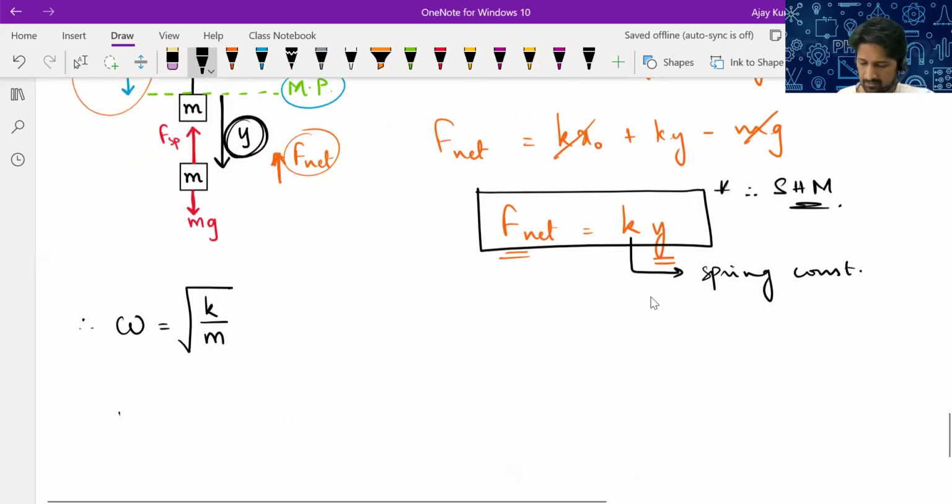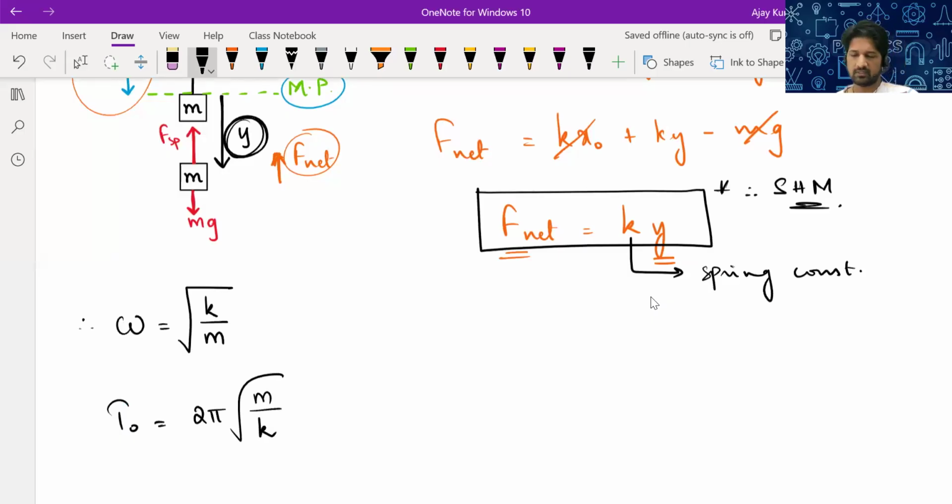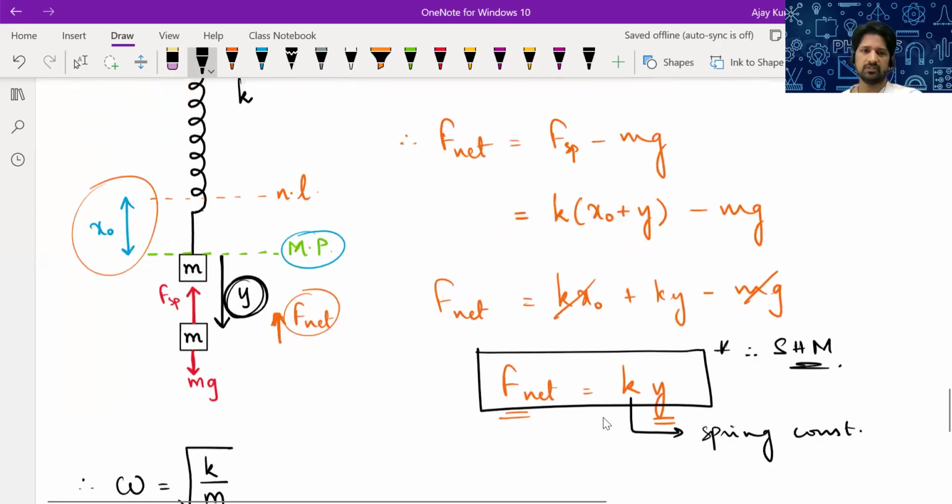Time period will still be 2 pi root m by k, where k is the spring constant. So whether it is a horizontally oscillating spring block system or a spring block system oscillating under gravity, time period will be 2 pi root m by k itself, if there's only one spring involved. The only difference is in the mean position.